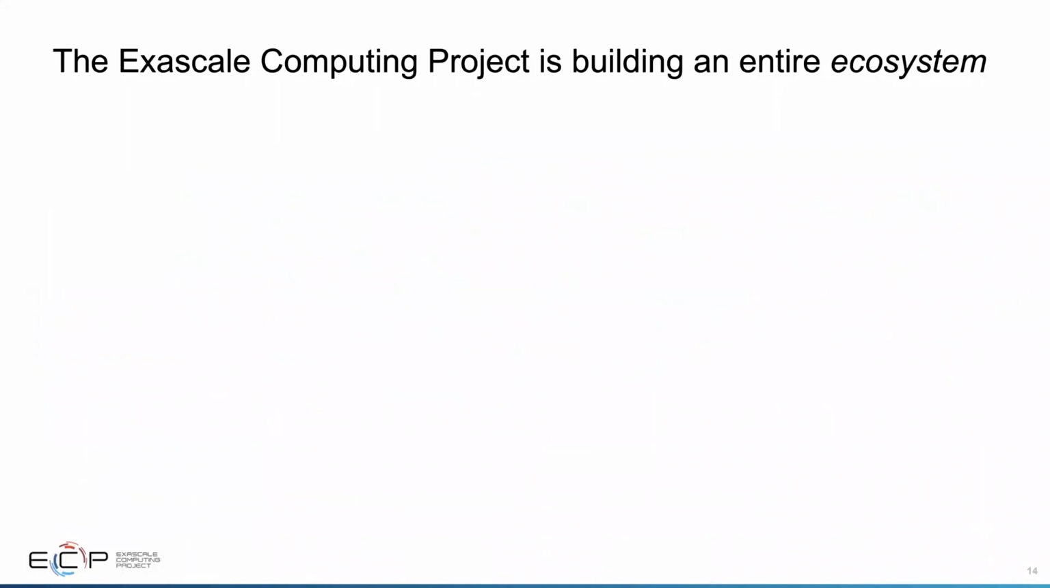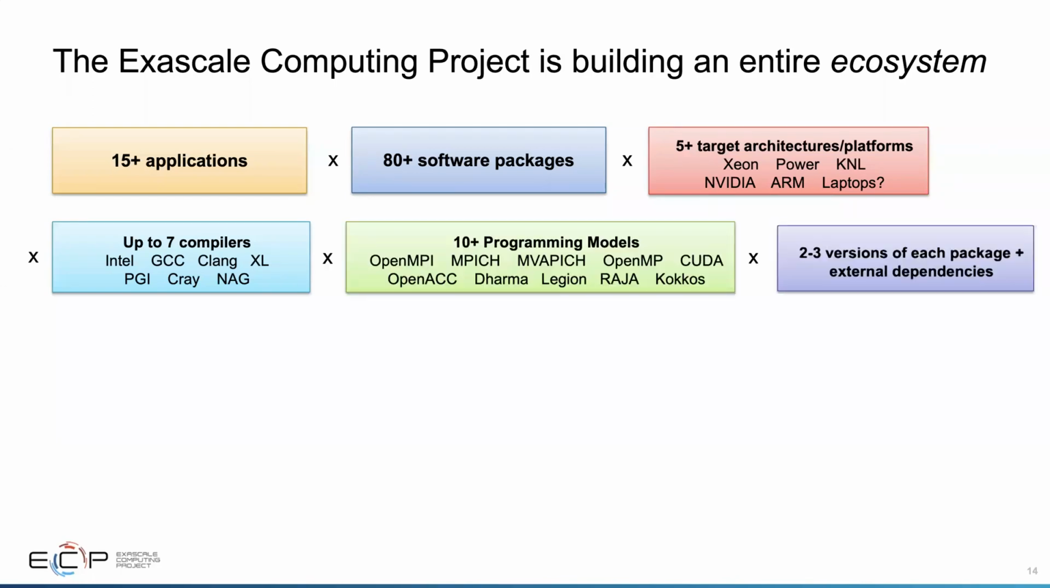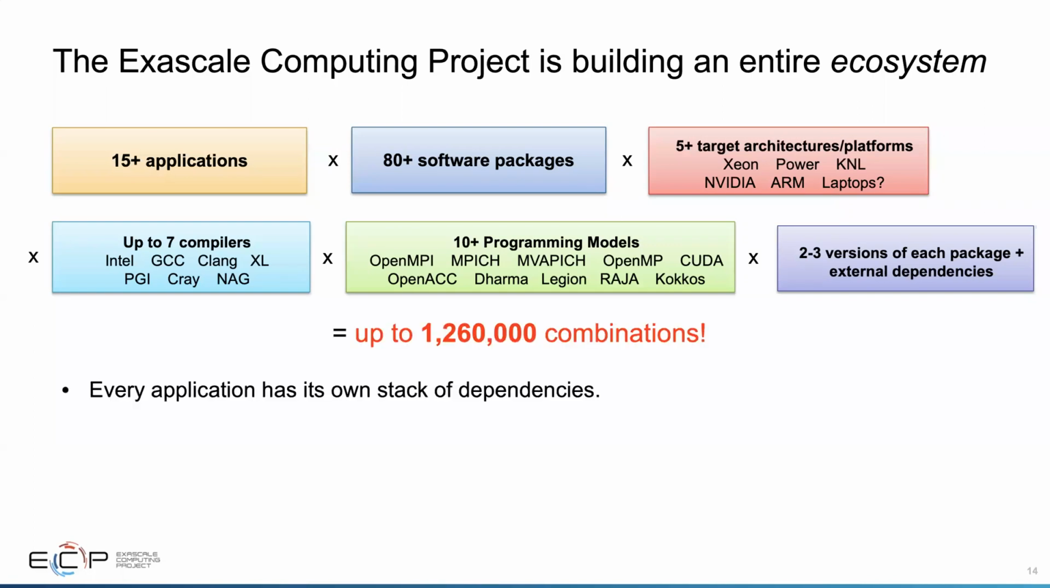So we are building an entire ecosystem in the Exascale Computing Project. We have over 15 applications with over 80 software packages, which target different architectures and platforms, including Intel Xeon, AMD EPYC, Power 9, KNL, NVIDIA, ARM, all the way from laptops to supercomputers, which includes a number of different compilers. It depends on different programming models and many versions of each of these packages, which can lead to a combinatorial explosion. And every application has its own stack of dependencies.